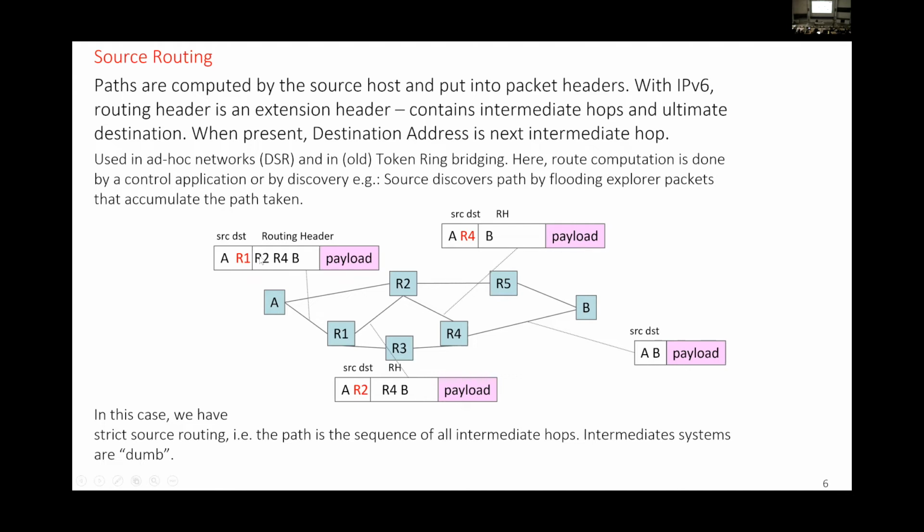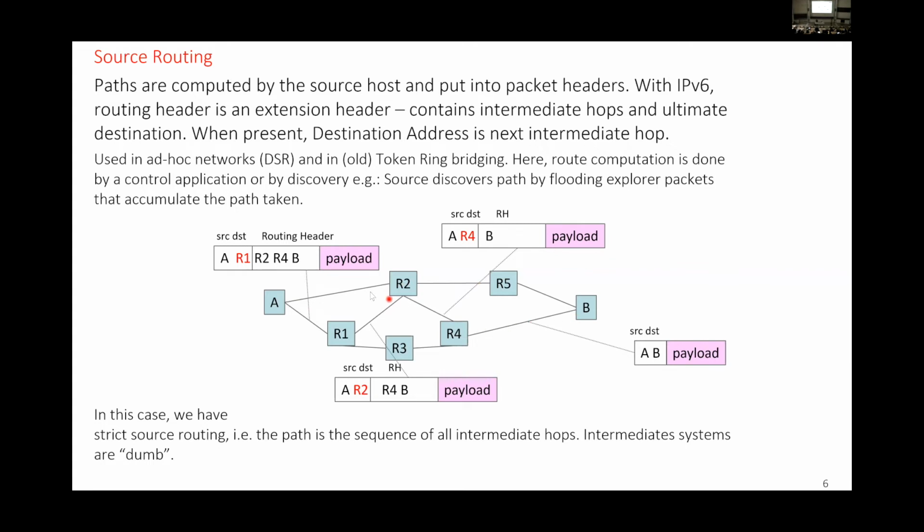Essentially, with strict source routing, like presented here, there is no routing table. All the routing information is put by the source in the packet. Here, I'm illustrating a packet that A wants to send to B. Through some mechanism that we'll discuss in a second, A has found a path to go to B, and this path is A, R1, R2, R4.